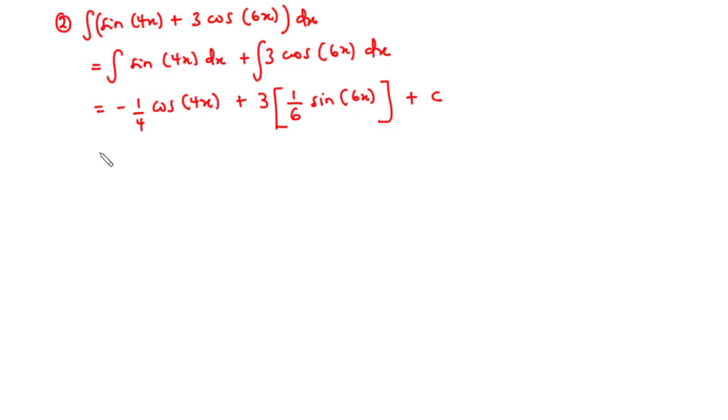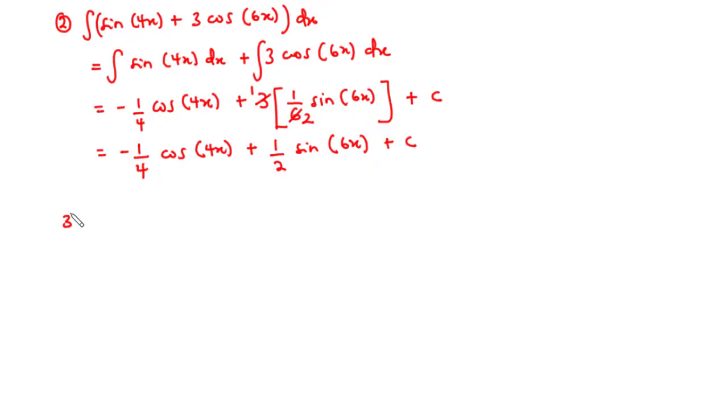So now let's proceed with the rest of the solution. So we have negative 1 over 4 cos 4x plus, now 3 goes here once, 3 goes here 2 times. So we have plus 1 over 2 times sine 6x and then plus c.